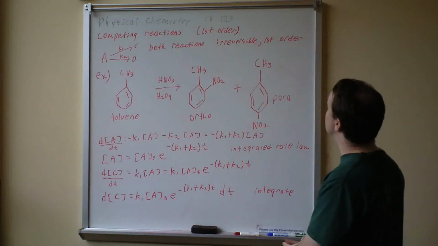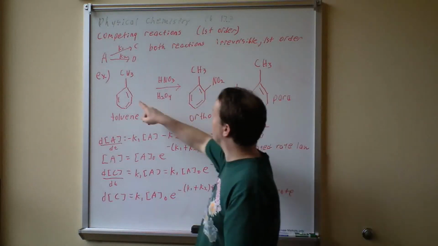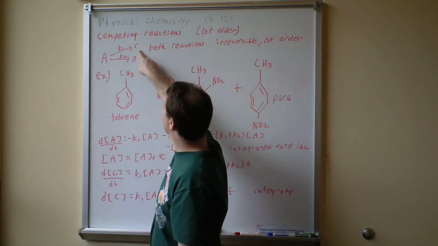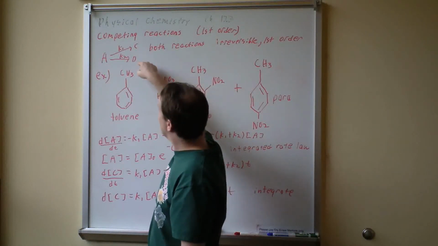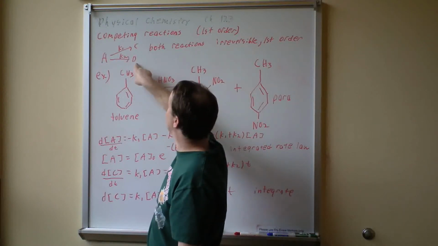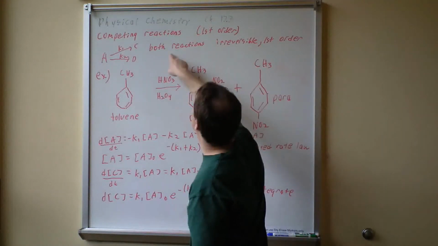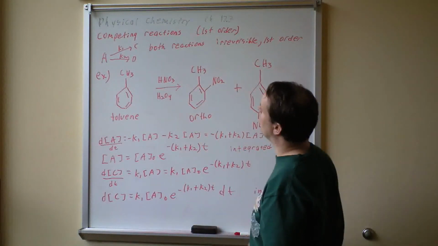Continue on physical chemistry, chapter 17, section 3. Now what happens if we have two competing reactions? Let's say A can become C, or A can become D. Well, then you'll have a rate constant for this reaction, K1, and you'll have a rate constant for this reaction, K2. Now we're going to assume for now that both reactions are irreversible and first order.